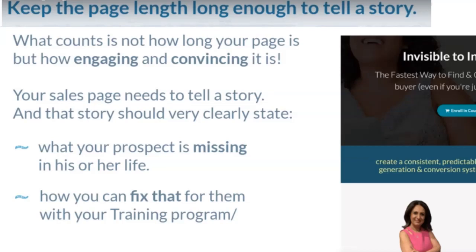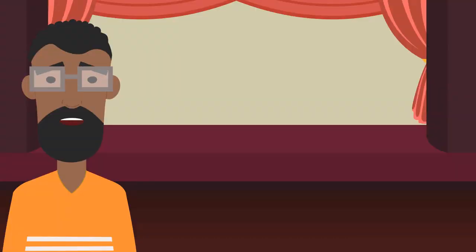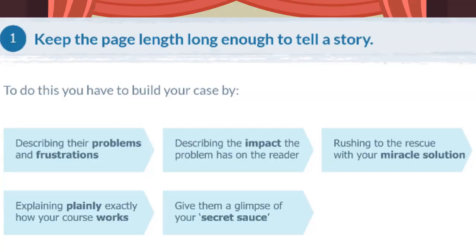Your sales page needs to tell a story, and that story should very clearly state, first of all, what your prospect is currently missing in his or her life, and how you can fix that for them with your training program. To do that, you have to build your case, and you do it by first describing the problem and the frustration. You want to paint a very clear picture of what their current situation looks like from an emotional standpoint. How is it affecting their life? And then you want to describe the impact the problem has on their lives. What happens if they don't solve the problem or get to that outcome?